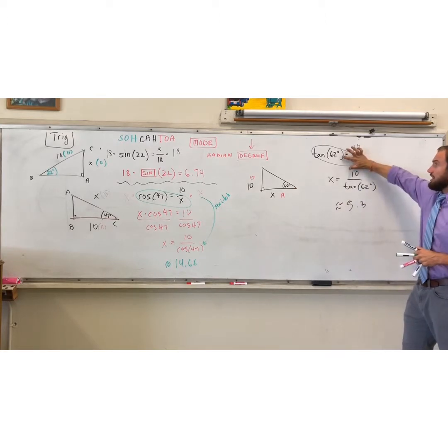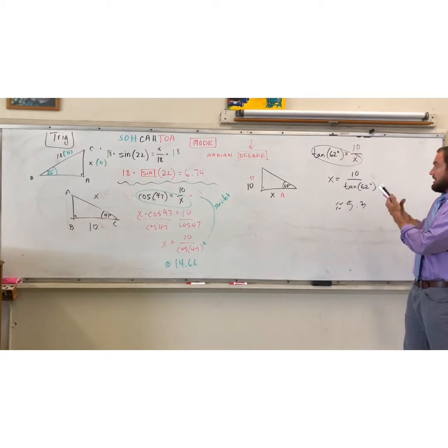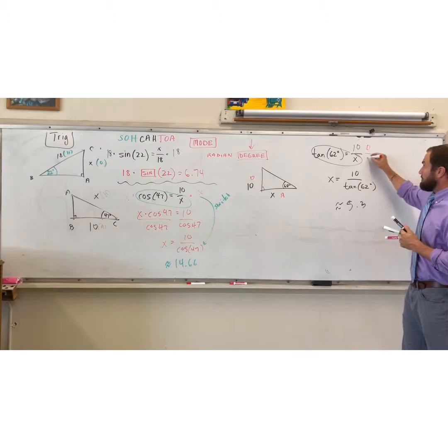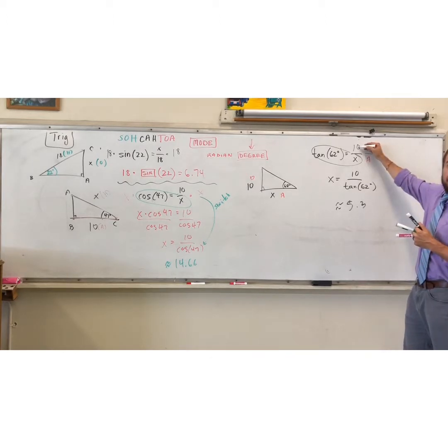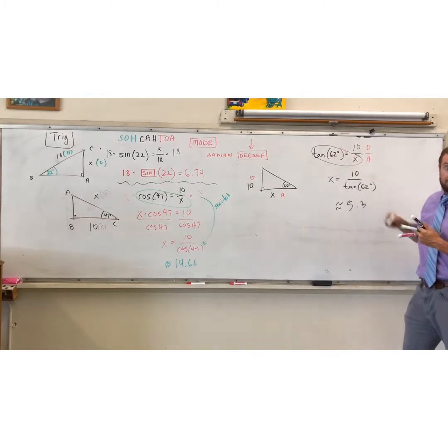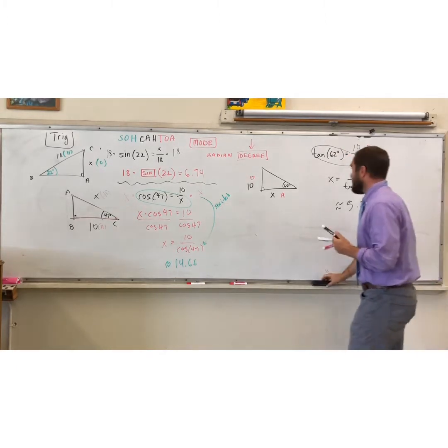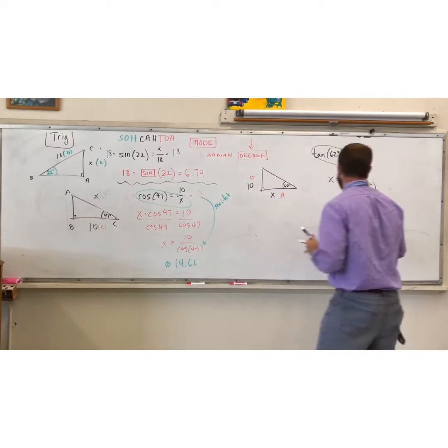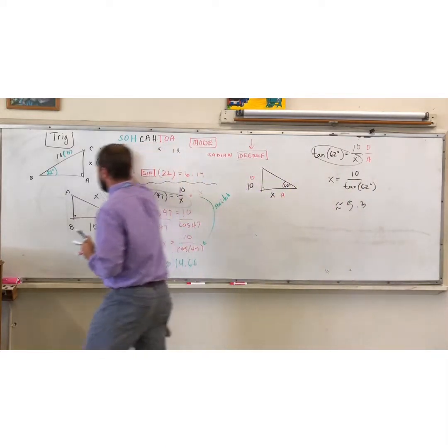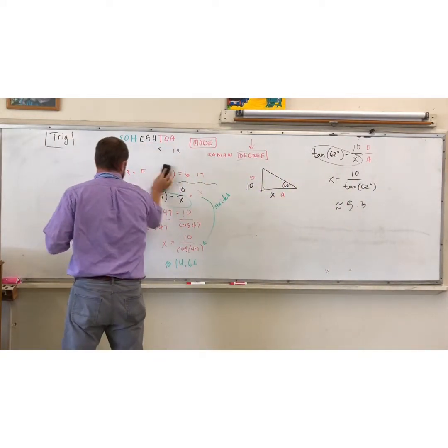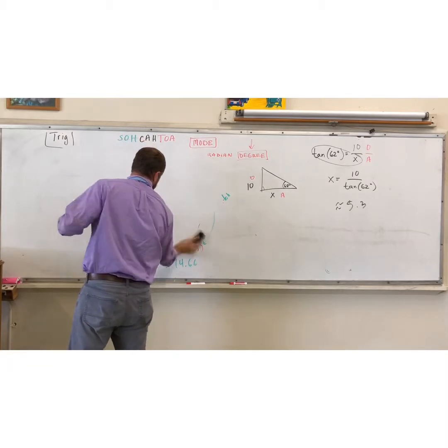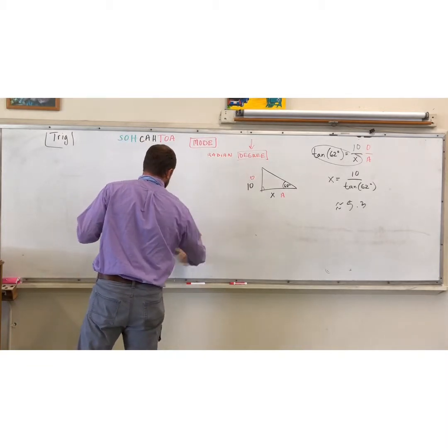But originally it was set up tan 62 is equal to our opposite over adjacent. So we filled in our 10 for opposite, our x for adjacent. We noticed the x was on the bottom, so we made a switch. Alright, now I'm going to give you guys just a little insight. I don't want to go too far, but just a little snapshot into solving for an angle.